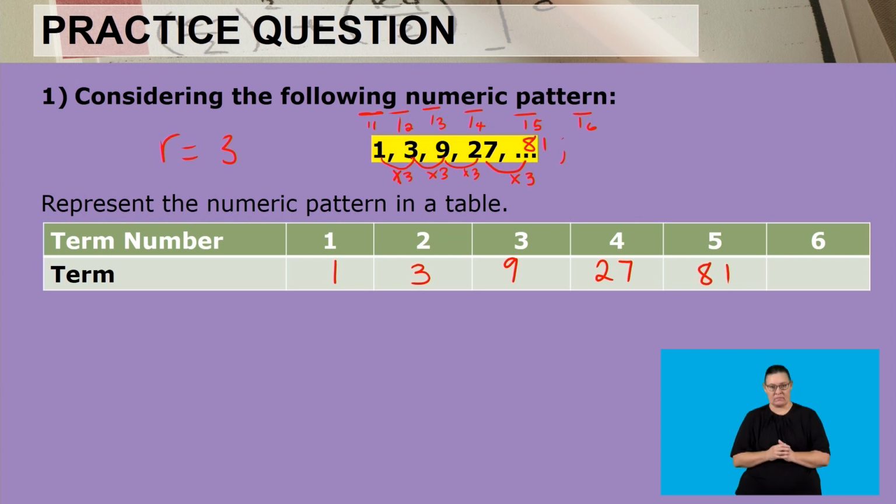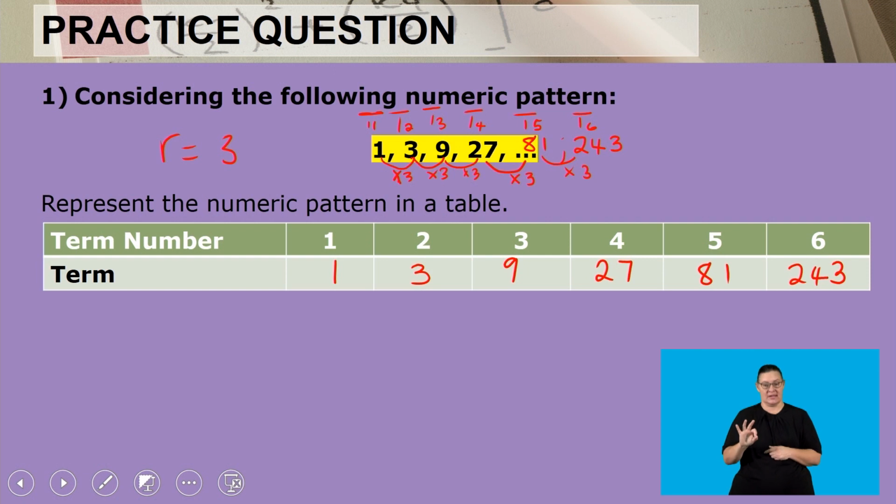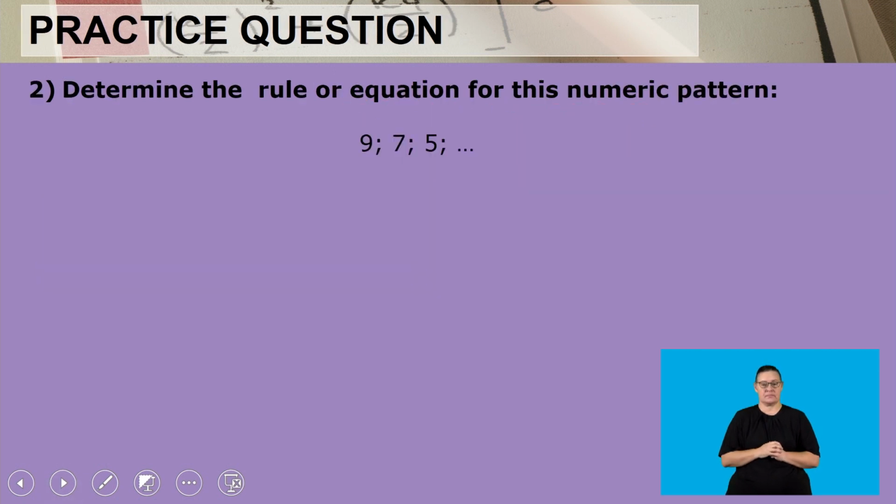Now we need to know that from 27, how do we get to the 5th term? Of course, we are going to use that constant ratio, and that will give us an answer of 81. So our 5th term there is 81. And once we have that 5th term, again, we are going to multiply by 3, and that is going to give us an answer of 243. So that is us having filled out this numeric pattern in a table.